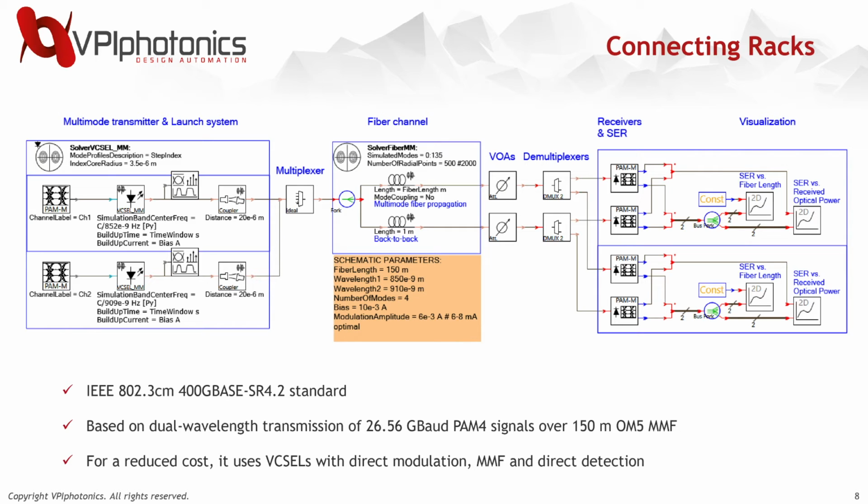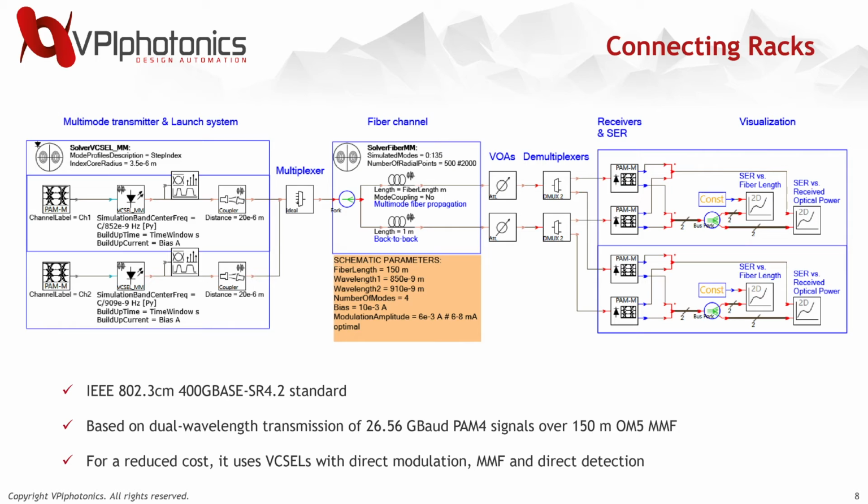And that's based on the 400G BASE-SR4.2. This standard was already out in 2021. It is the reference for it. It's based on a multimode fiber transmission. The transmission distance is 150 meters using OM5 fiber. So other distances correspond to other types of fibers in this standard.